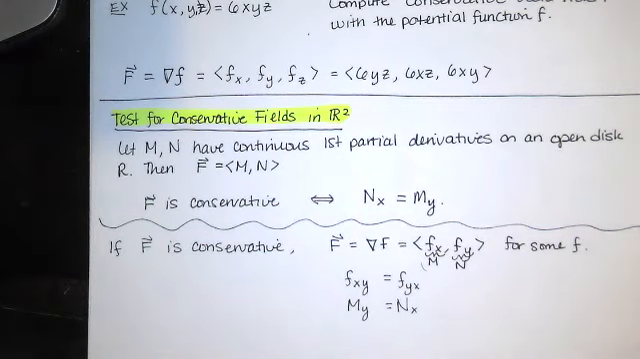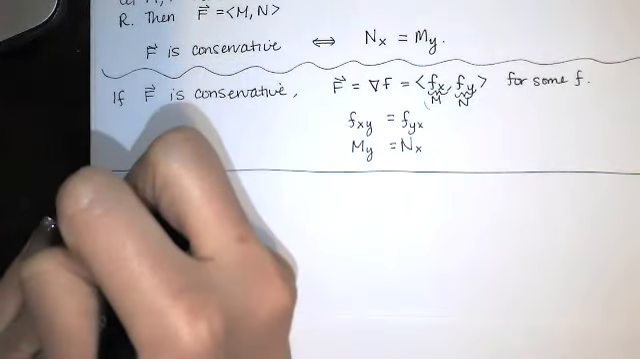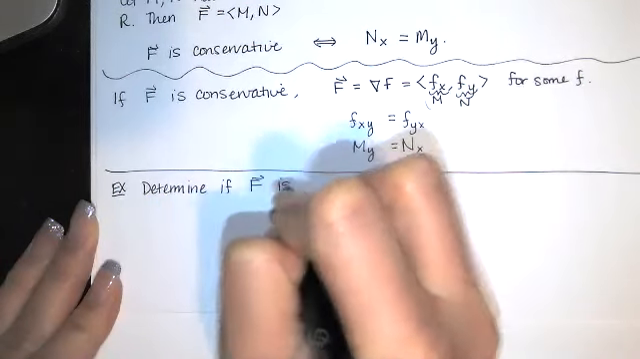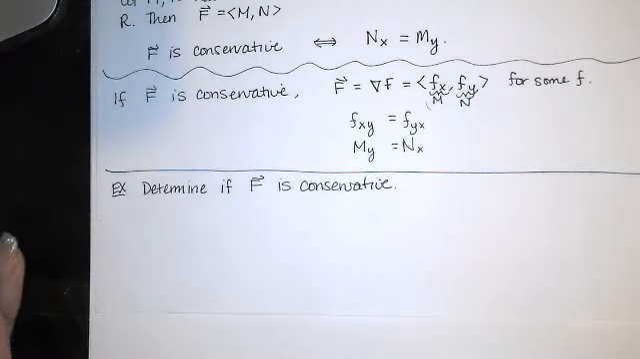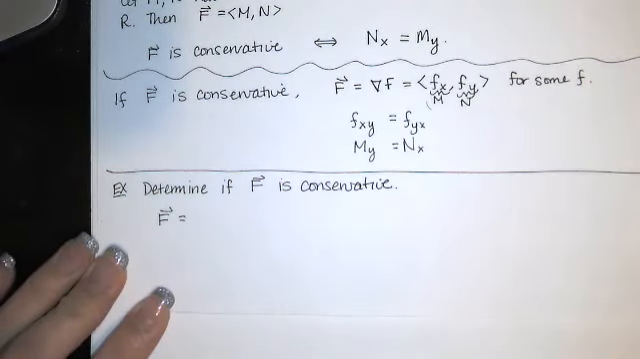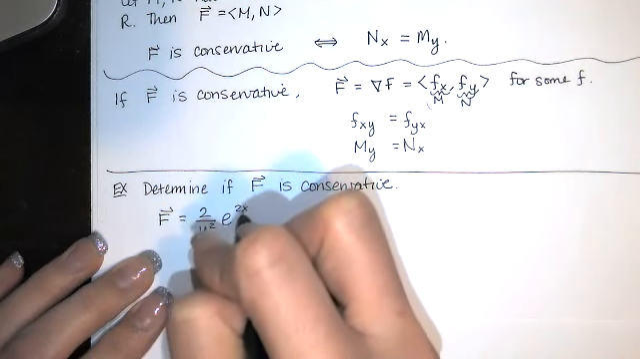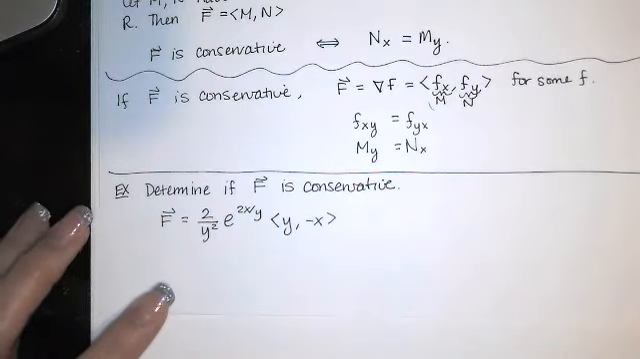Okay, so let me give you a field and we'll determine if the field is conservative. And generally we like conservative fields just because they have some really nice properties that we get to take advantage of. Okay. So let's say f is the field 2 over y squared times e to the 2x over y times the vector y times i hat plus negative x times j hat.